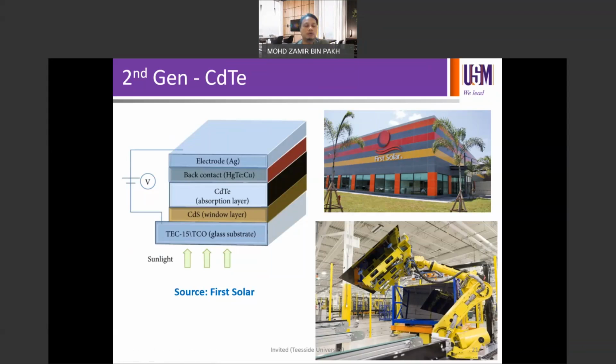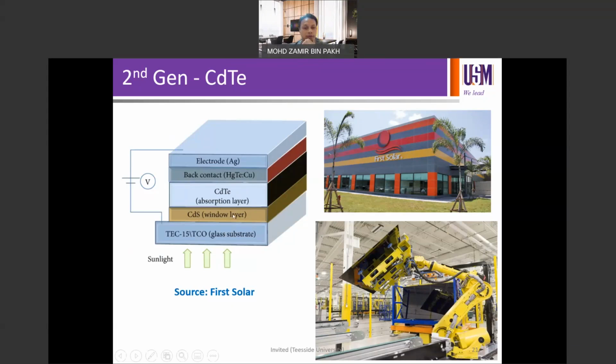On the other hand, we may also have another configuration in which the sunlight hits the device directly, and the glass sits at the back of the device. So that's called substrate configuration. So this way is called superstrate configuration.